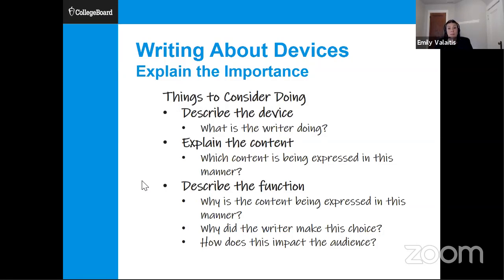Then make sure you're relating it to the content. What content is being repeated? What is the key idea or word being repeated? Why this idea or word? What does it convey? And again, thinking about the denotations and the connotations. And then start to pull back into the function. So why is it being repeated? What is the impact on the audience or the piece as a whole?